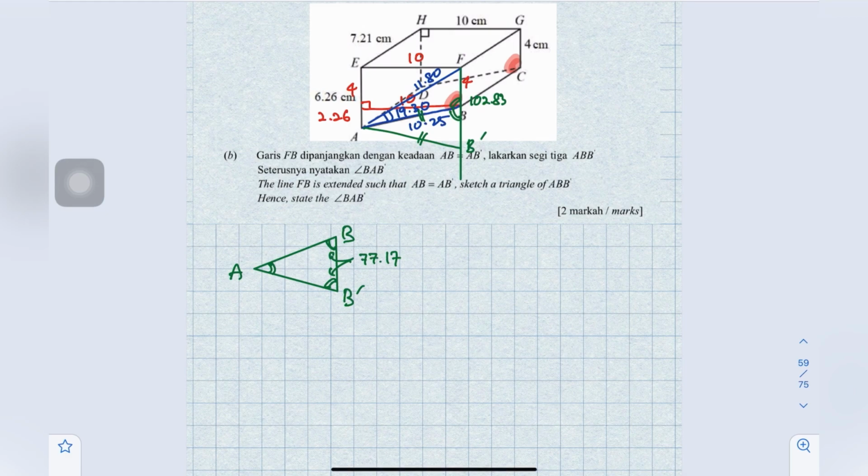Okay. So then to find angle BAB prime is 180 minus 2 times 77.17, okay, which is equals to 25.66.